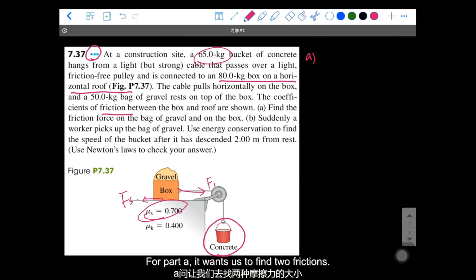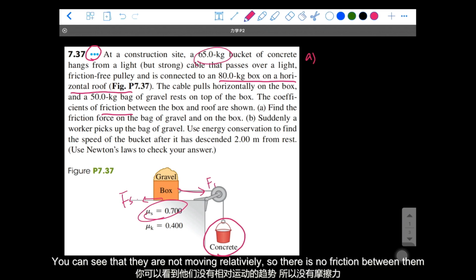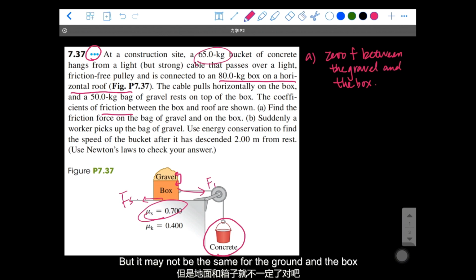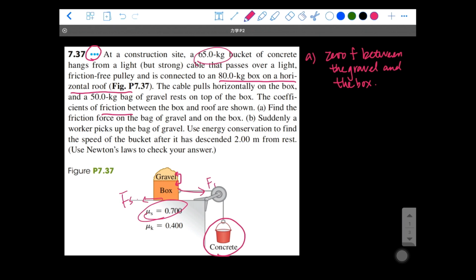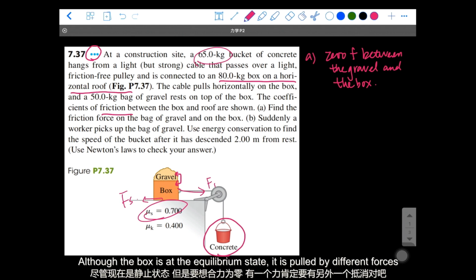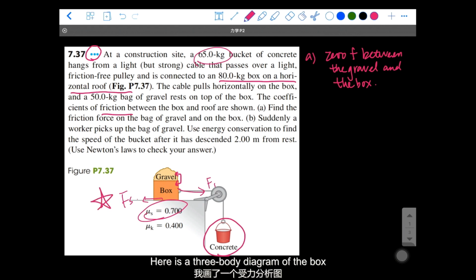For A, it wants us to find the friction on the bag of gravel and on the box. Okay, so actually you can see here that they are not moving relatively, so there's no friction between them. But it may not be the same for the box and the surface, right? Although it is at equilibrium state, it has different forces acting on it. So here is a free-body diagram that I drew. I only drew the forces that are acting on the x-axis.